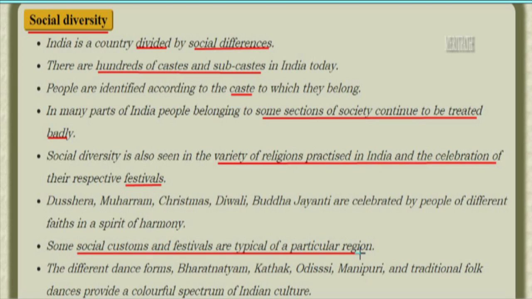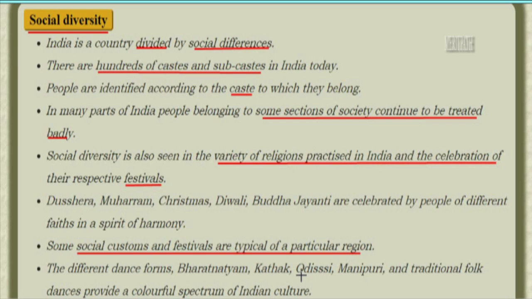Some social customs and festivals are typical of a particular region. See, for example, Onam belongs to Kerala. Same way Baisakhi belongs to the northern part of India. Then Ugadi belongs to the Andhra Pradesh region. Like this, some festivals are different and belong to a particular region only.